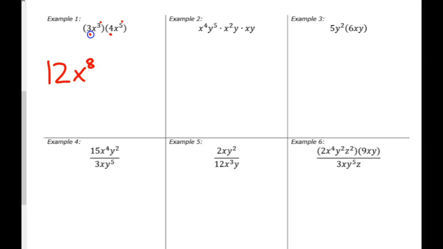Okay. On example 2, there's no coefficients. And if there is no exponent, it should be a 1. So let's add up all the x's first, because they're all being multiplied. 4 plus 2 plus 1 is 7. Alright, and let's add up all our y exponents. 5, 1, 1 is also 7.